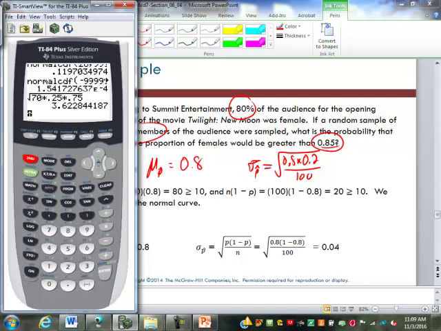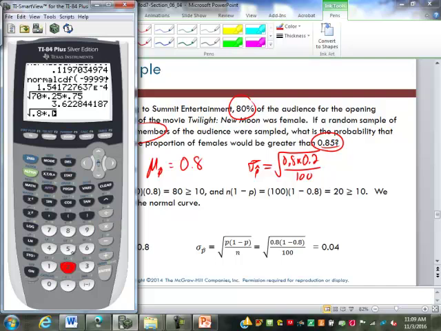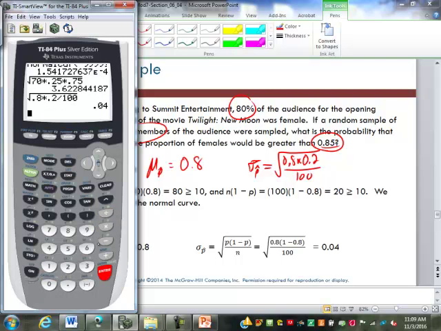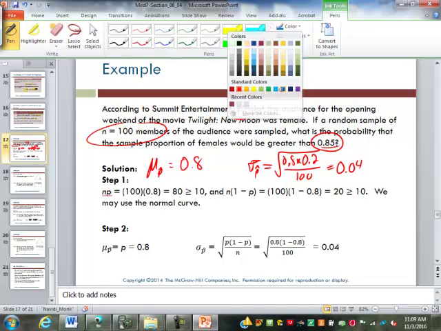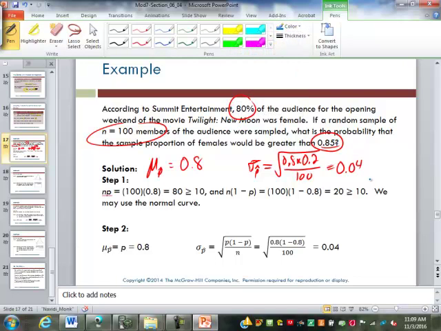So second, square root of 0.8 times 0.2, that's 1 minus 0.8, divided by 100. That's 0.04. So now we need to find the probability of being greater than 0.85.